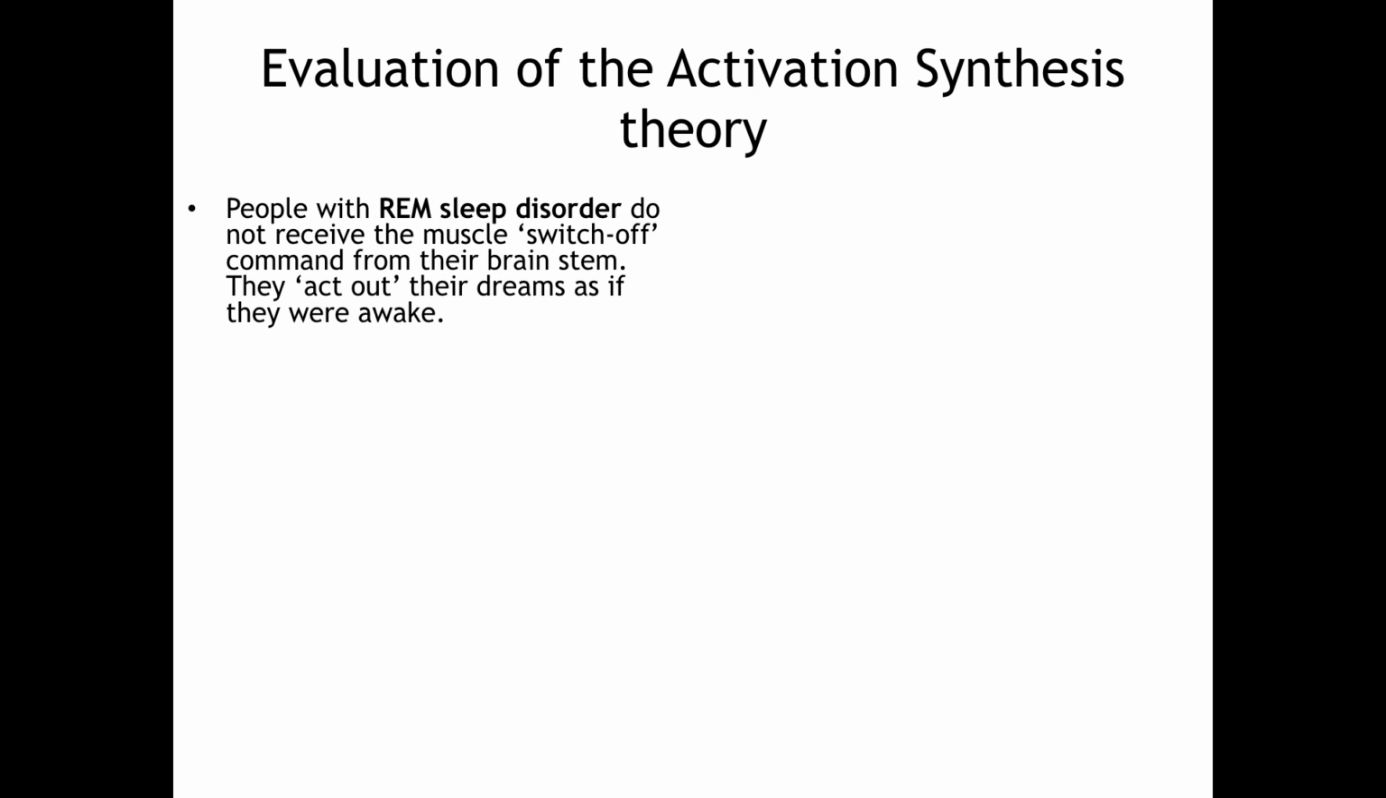If we're going to evaluate this, then we can actually look at people that don't receive that switch off command. So this is a condition called REM sleep disorder. Their brainstem is still sending them signals and basically telling their brain, look, we're in REM sleep just now. But the muscles don't get that. They don't get that switch off command. So what happens to these people is they act out their dreams as if they were awake.